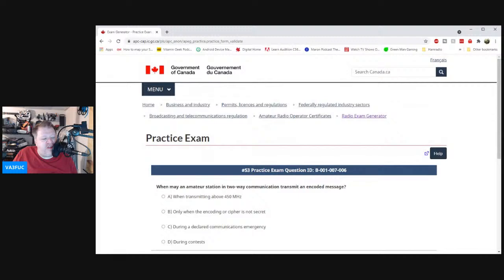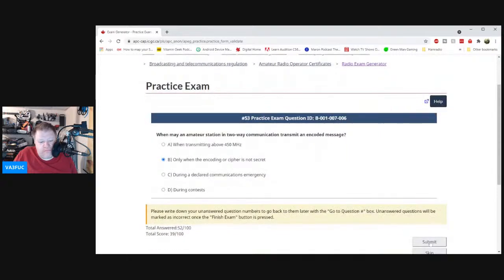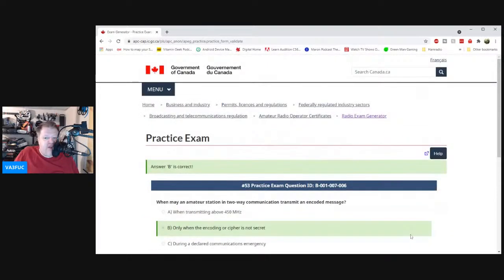When may an amateur radio station in two-way communication transmit encoded messages? When the transmission is above 450 megahertz. Only when the encoding or clipper is not sent. During a declared communication emergency. Or during contests. Is not secret. So what they mean is that, say, if everybody can understand what's going on, it's not a secret, then that's when you can use cryptic wording. In reality, amateur radio bands were not supposed to be encrypted at all. So keep that in mind.